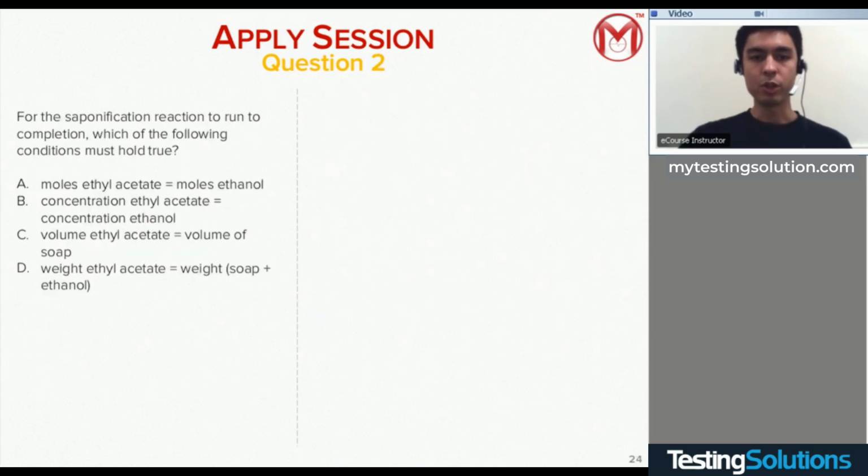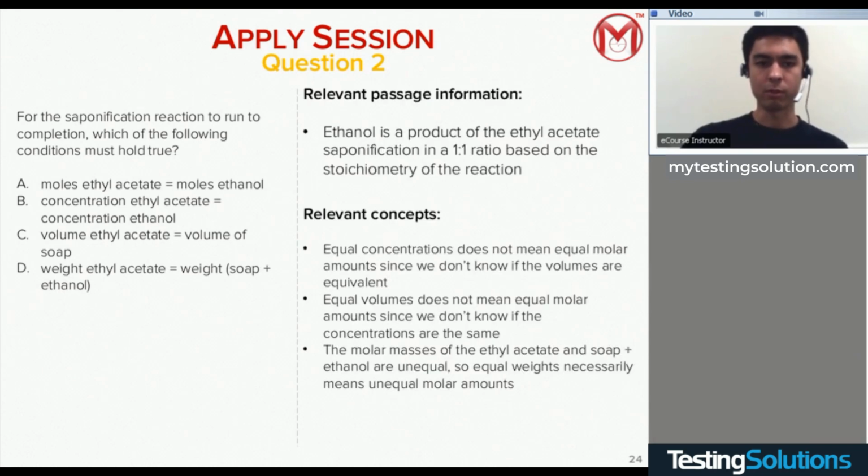All right, let's try number 2. All right, so for the saponification reaction to run to completion, which of the following conditions must be true? Okay, so completion means everything reacts and the reaction finishes. So which of the following must be true? We'll basically have to do process of elimination here. Whether moles of ethyl acetate equals moles of ethanol, right? The information in the passage is ethanol is a product of the ethyl acetate saponification in a 1-to-1 ratio based on the stoichiometry, okay, 1-to-1 molar ratio.